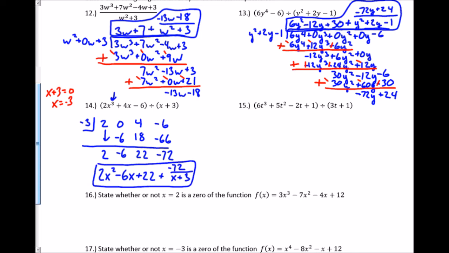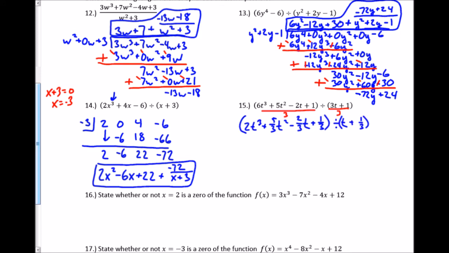In the next one, I can't use synthetic division for the way it's written, but remember I have a little trick that I can use here. Since this is essentially a fraction, I can divide the numerator and denominator by the same thing, and it doesn't change the fraction, just changes the way it looks. So I can divide this by 3 and this by 3 and come up with a new equation. If I divide that first piece by 3, that's going to give me a 2t cubed plus 5/3 t squared minus 2/3 t plus 1/3, divided by a t plus 1/3.